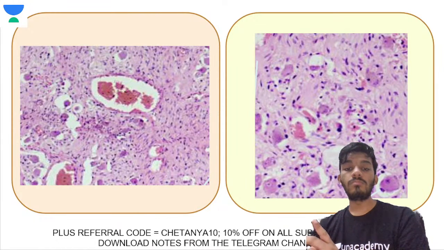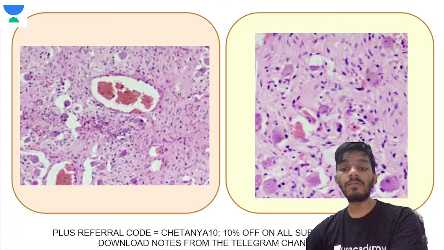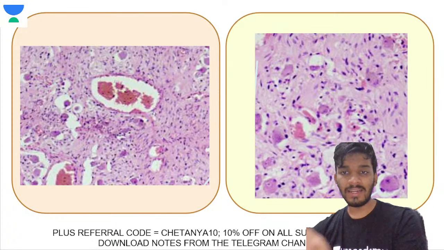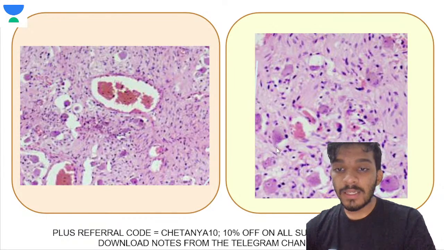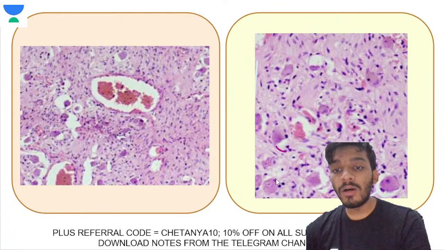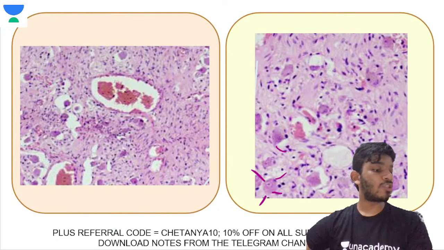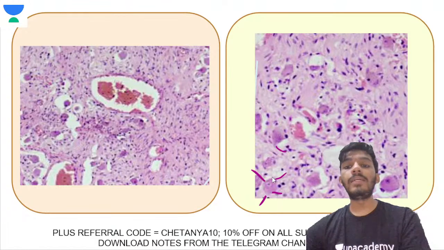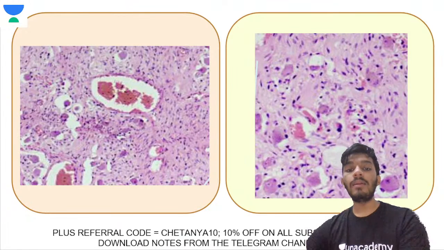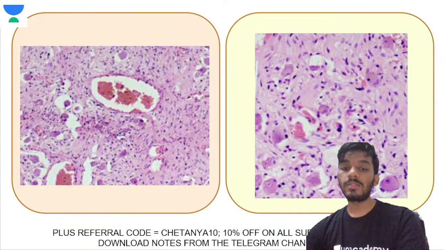Now, how to identify that they are multipolar neurons. For that, you will need silver staining to be able to appreciate that better. But what you can see here is that there are multiple processes coming out from a particular neuron, right? So that is the identification that it is actually a multipolar neuron. So I am telling you guys that these are multipolar neurons.